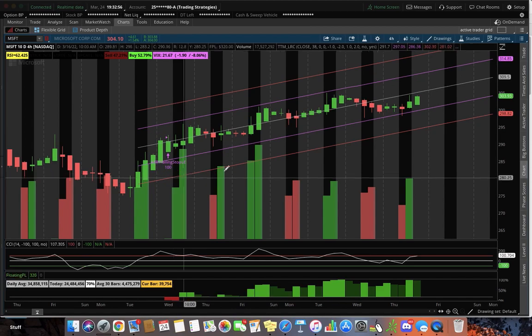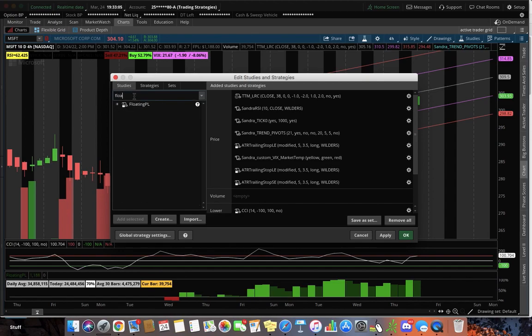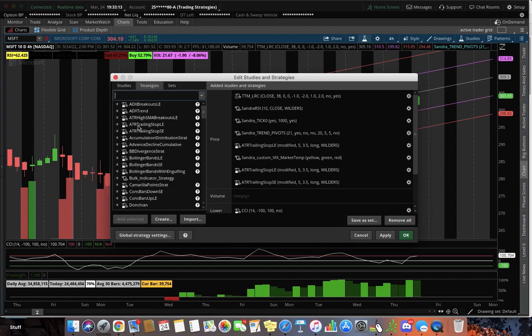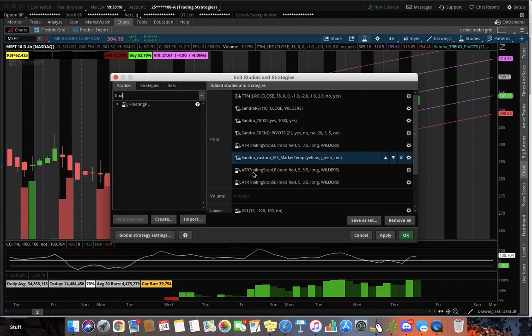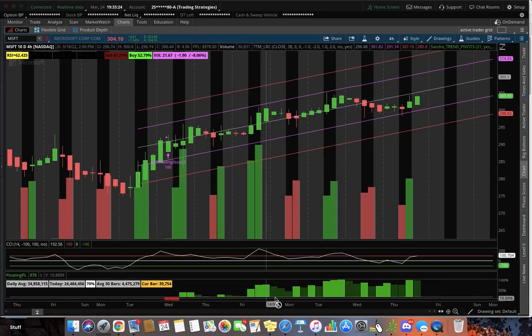And so if you go under your hourglass and you're back under studies, please remember to use floating P&L. It's right here. This allows you to backtest. It allows you to backtest all of these strategies. So I put this already here. It's right here, and it's located right here. Okay, it's down here. So whatever you have on your chart, it's going to identify with your profit and loss.